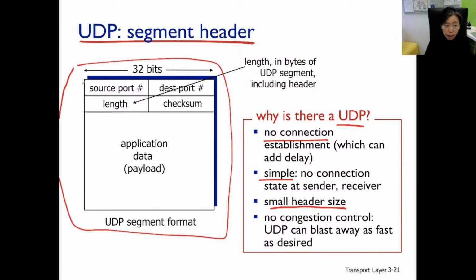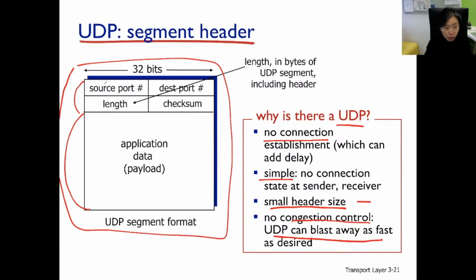Once again, there's a header part. There's also a data part. The header part is very small, just 64 bits altogether, that is 8 bytes. Very small header. There's no congestion control, so you can actually blast into the internet as fast as possible. All right. So these are a few other advantages of people using UDP.